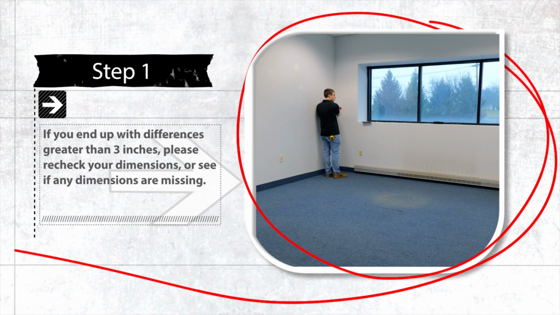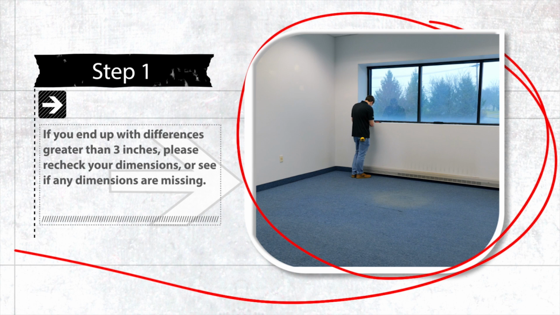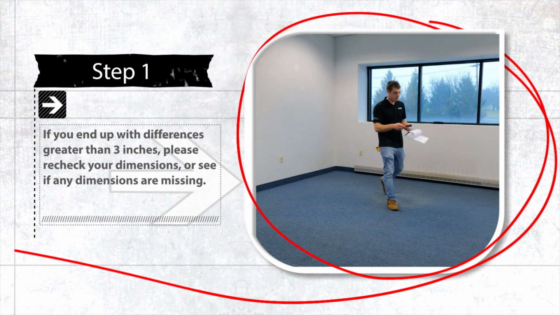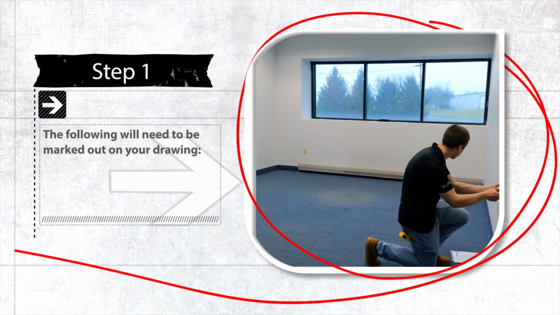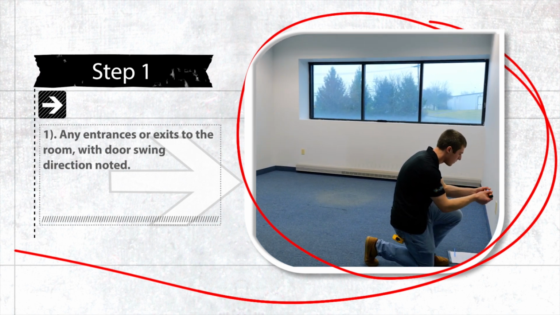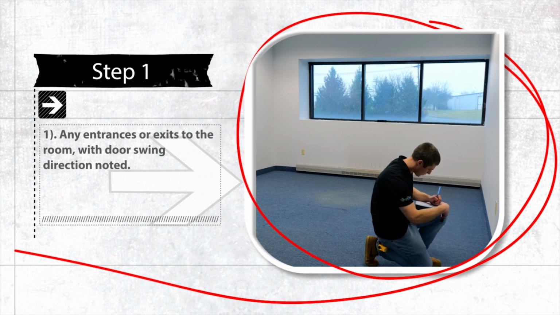If you end up with differences greater than 3 inches, please recheck your dimensions or see if any dimensions are missing. The following will need to be marked out on your drawing. Any entrances or exits to the room with door swing direction noted.